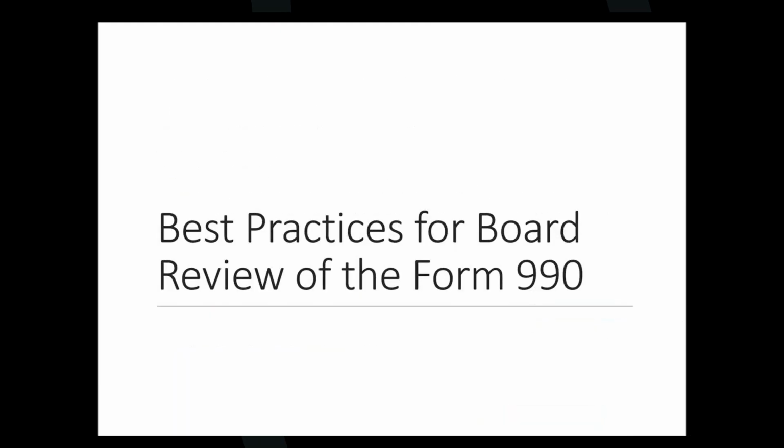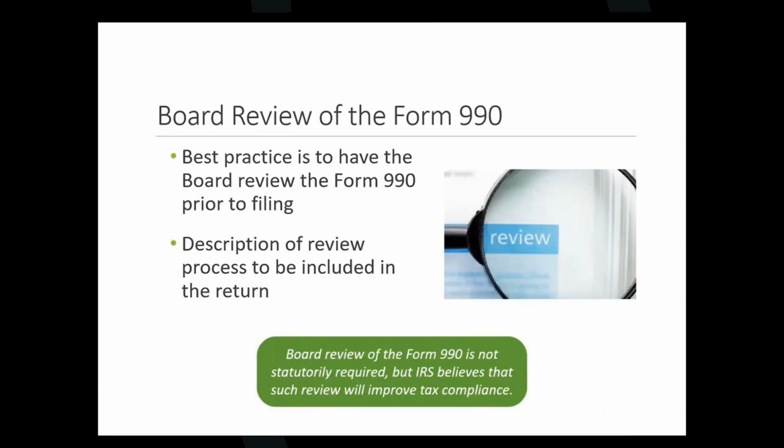Next, we'll be talking about best practices for board review of the Form 990. It is certainly a best practice to have the board review the Form 990. An organization that files a Form 990 must indicate whether it provides a complete copy of the return to all members of its governing body, and also include a description of the review process that's being done. While it is not statutorily required, the IRS does believe that such review will improve tax compliance.